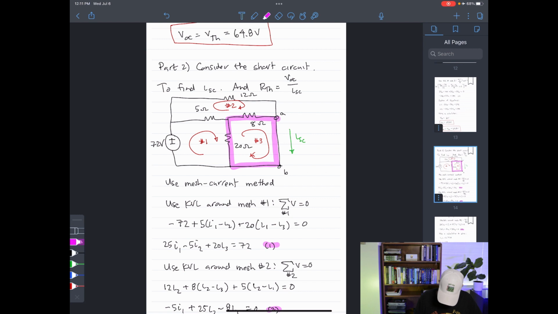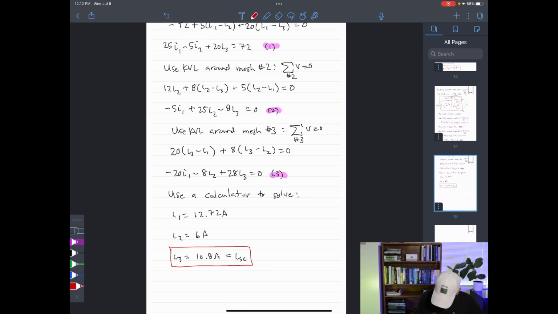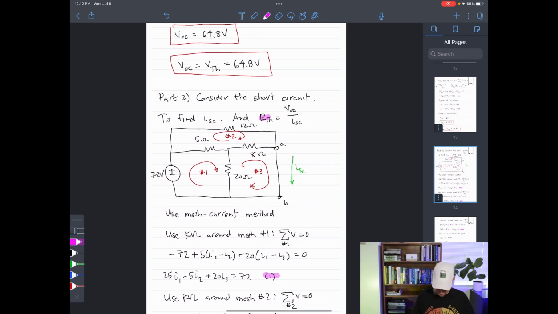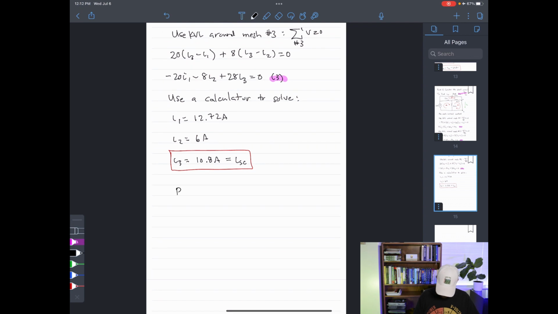This also means that we can go back up to our previous results. We were trying to find the Thevenin resistance. We now have all the pieces that we need. So the Thevenin resistance here is the open circuit voltage divided by the short circuit current. We found the open circuit voltage to be 64.8 volts. Our short circuit current we just found to be 10.8 amps. That means that we can calculate the Thevenin resistance to be 64.8 divided by 10.8. And this gives us a very pleasing result of 6 ohms.